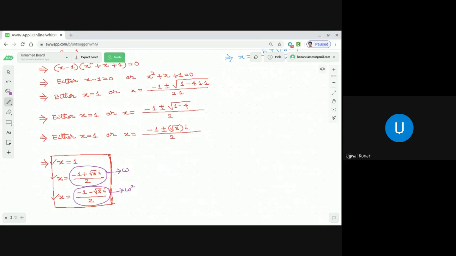Important point is that if we name minus 1 plus root 3 into i by 2 as omega, then we will get minus 1 minus root 3 into i by 2 as omega square. How to do? You can just make a square of this thing, minus 1 plus root 3 i by 2 whole square. You will get minus 1 minus root 3 i by 2. Okay, I can show it to you here. So what we get here, let me write it here.